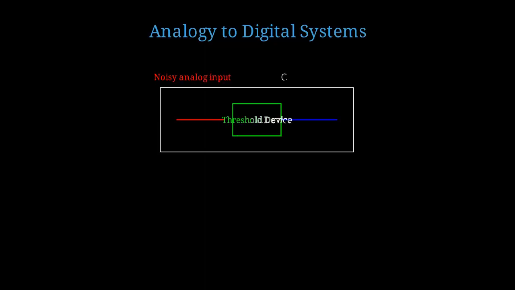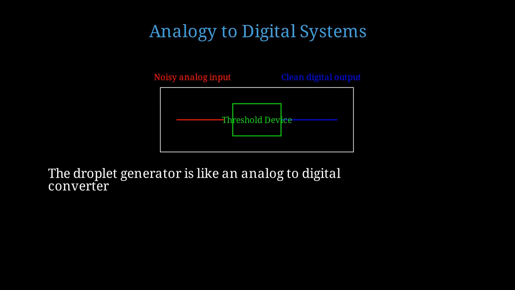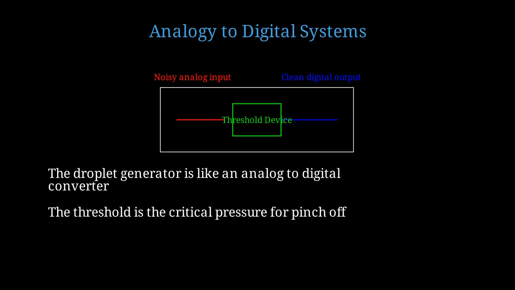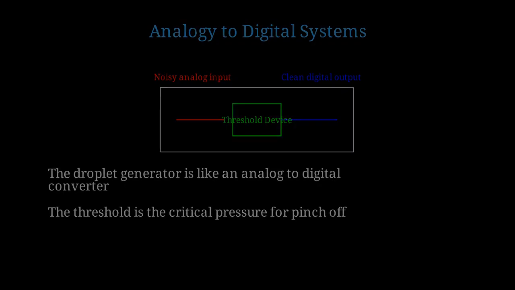Here's another powerful analogy. Think about digital electronic systems. In digital electronics, a noisy analog signal passes through a threshold device and becomes a clean digital signal. The droplet generator acts like an analog to digital converter. Continuous fluctuating flow becomes discrete identical droplets. The threshold is the critical pressure needed for droplet pinch-off. This threshold is always the same.